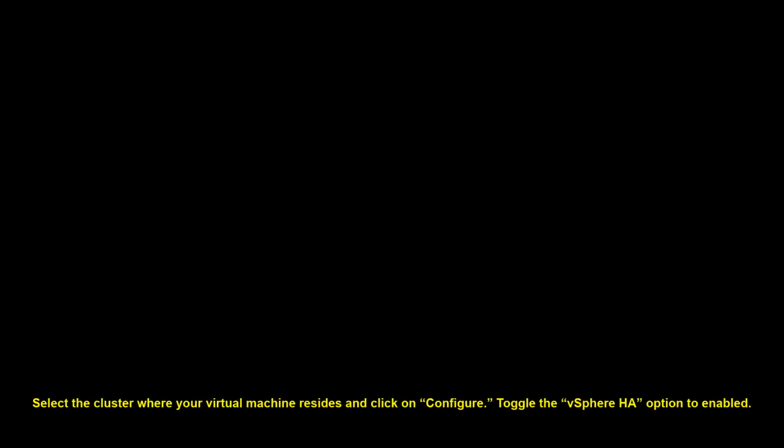To enhance protection, enable VMware's High Availability feature. Access the cluster settings in vSphere. Select the cluster where your virtual machine resides and click on Configure. Toggle the vSphere HA option to Enabled.